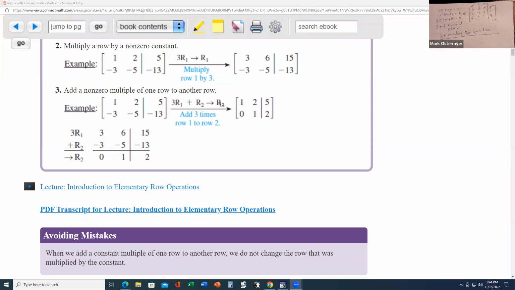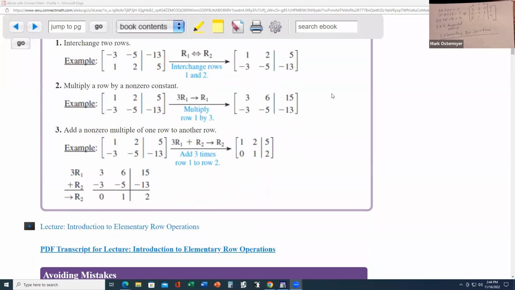Notice row 1 is not changing here. Row 2 is changing, but we're using row 1 to change row 2. So every entry in row 1 got multiplied by 3 and then added to row 2. So what's 3 times row 1? It would give you 3, 6, and 15. And when you add it to the corresponding entries in row 2, you form a new row 2: 0, 1, 2. Do we understand these 3 elementary row operations? So this matrix over here is still equivalent to this one over here.